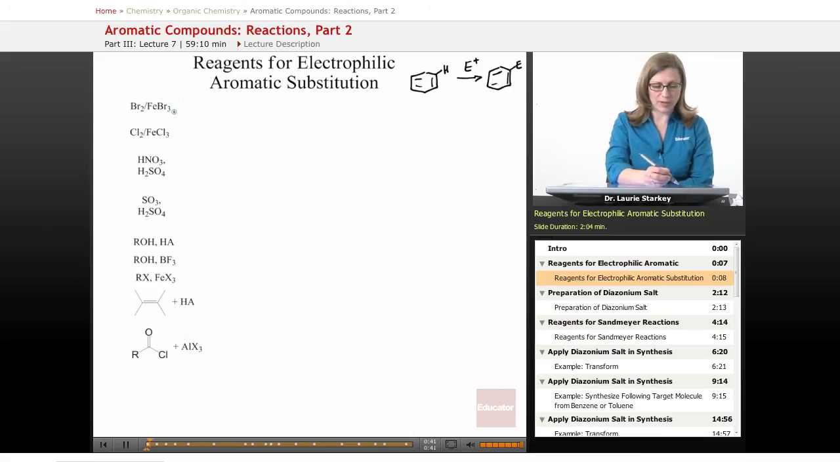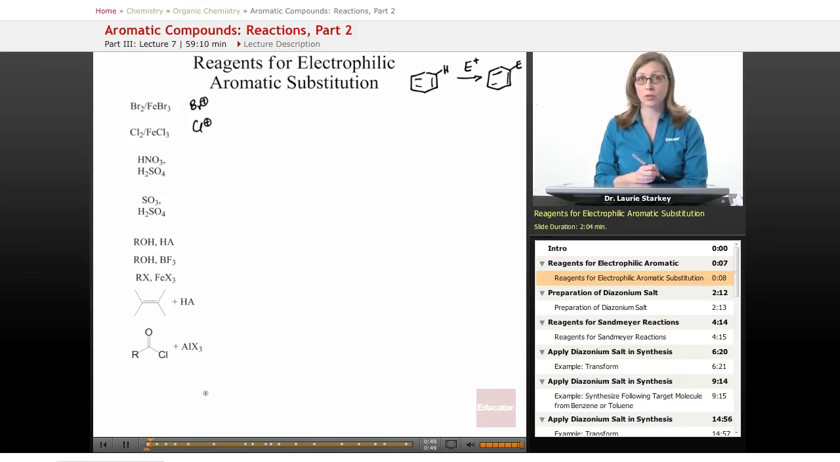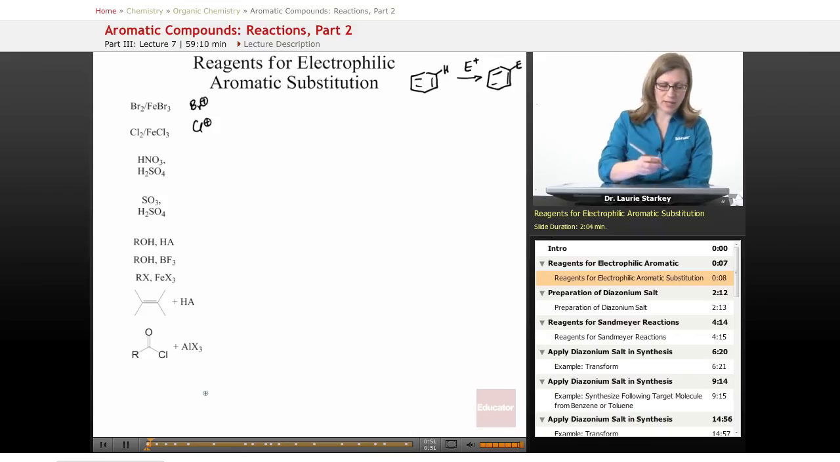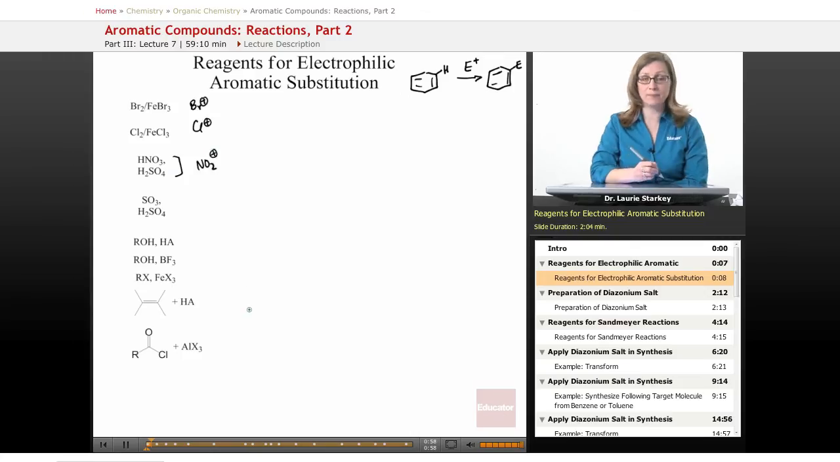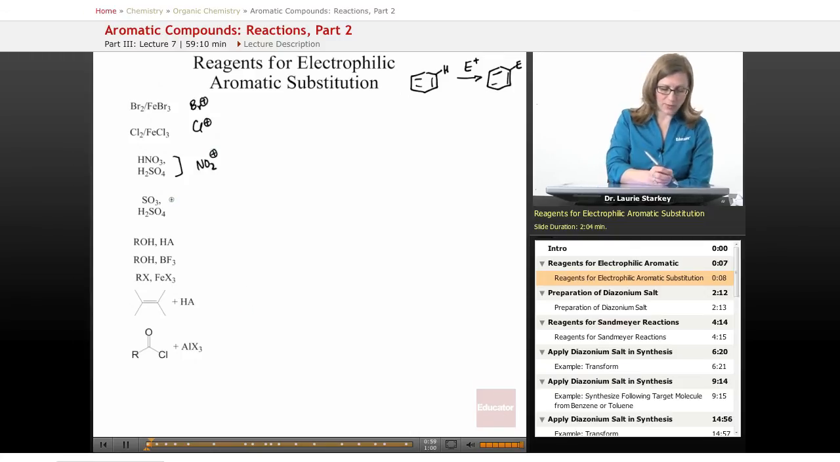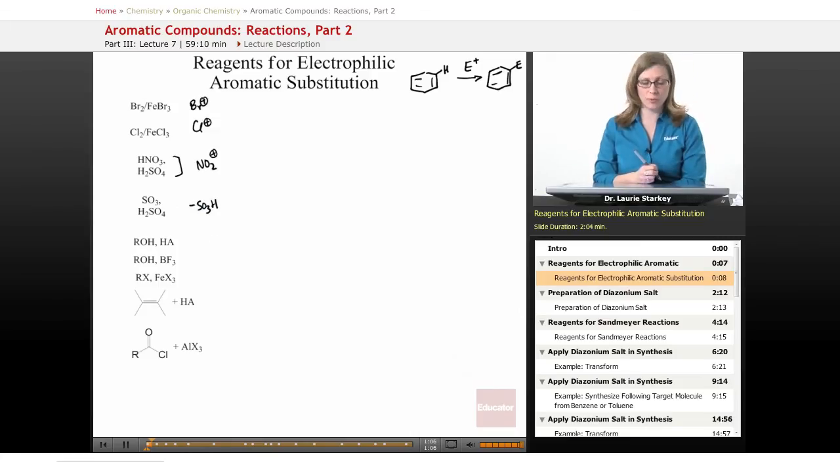If you use Br2 FeBr3 or Cl2 FeCl3, that would be your way of forming Br+ or Cl+. So we can brominate or chlorinate a benzene ring this way. HNO3, H2SO4 combined to form NO2+. We could do a nitration. SO3, H2SO4 is a way of adding a sulfonyl group, an SO3H group, a sulfonic group.